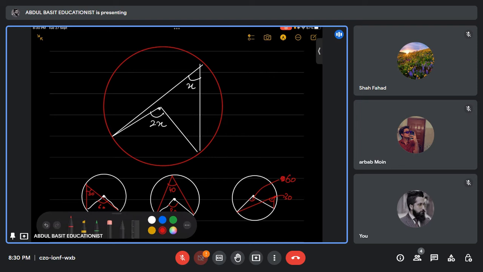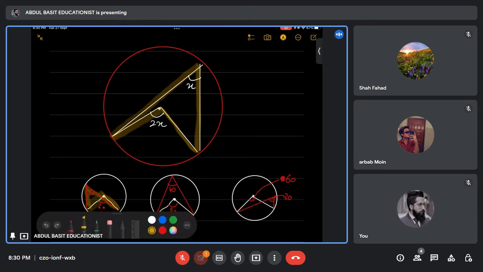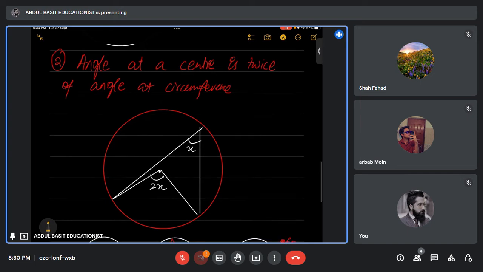So you can see, now I'm going to show one by one. You can see that starting and ending both are the same. Starting, ending both are the same. Okay, look at the arc length, please. Look at this, it's the same. So that's the reason these angles share this theorem, and the name of the theorem is: angle at a center is twice of angle at a circumference.